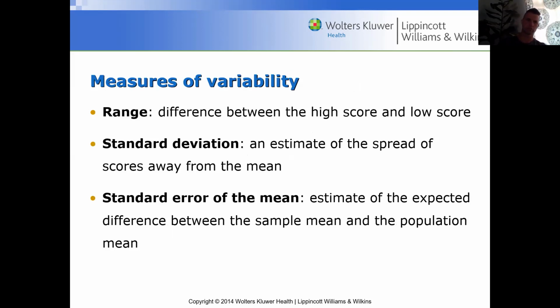The range is the difference between the high scores and the low scores. So when I'm looking at people's tests, and the top score is 100 and the low score is like 75 or something like that, that'd be the range.